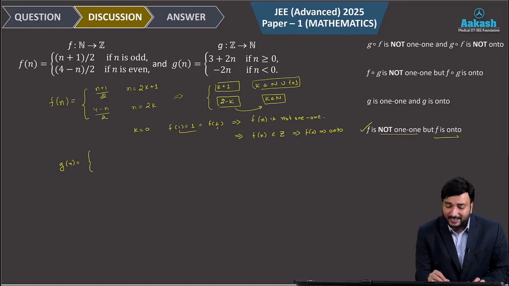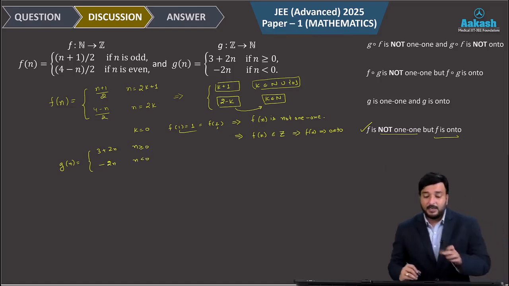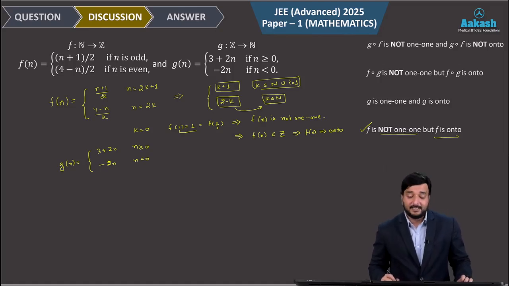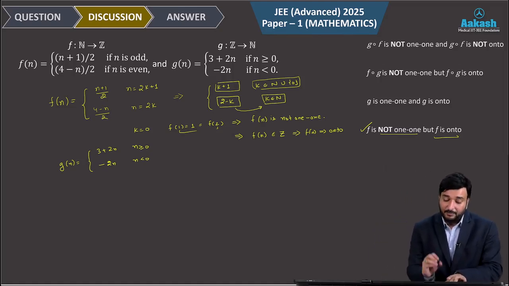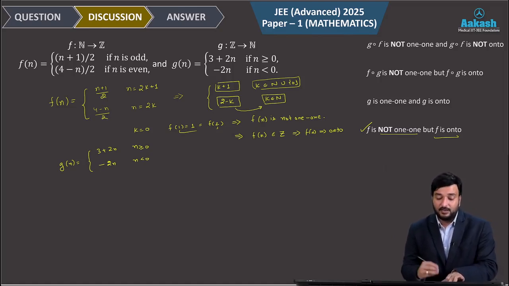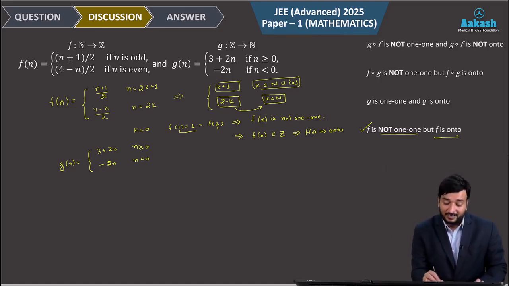Now g of n, directly we can see that this is 3 plus 2n if n is greater than or equal to 0, and minus 2n if n is less than 0. Now this function has been defined from integers to natural numbers. So if I substitute the values of integers over here, for n greater than or equal to 0, taking the first branch, we get the set of numbers as 3, 5, then 7 and so on.